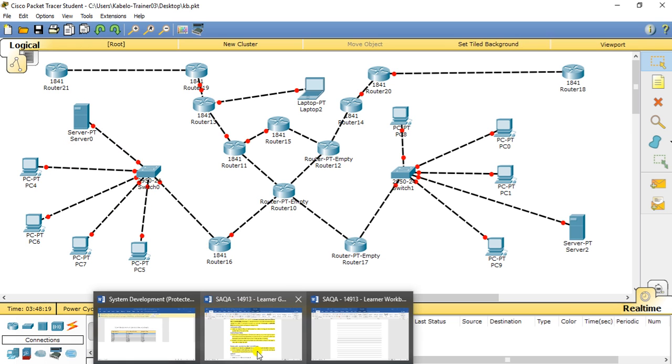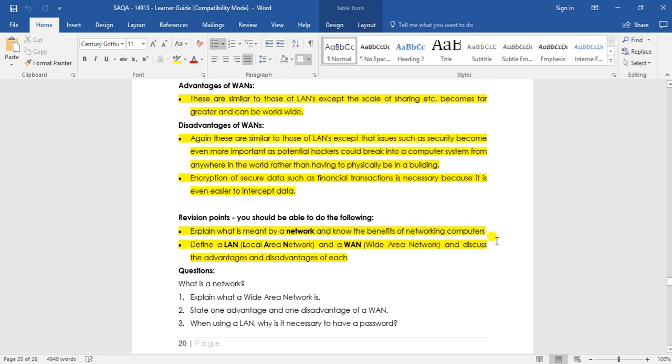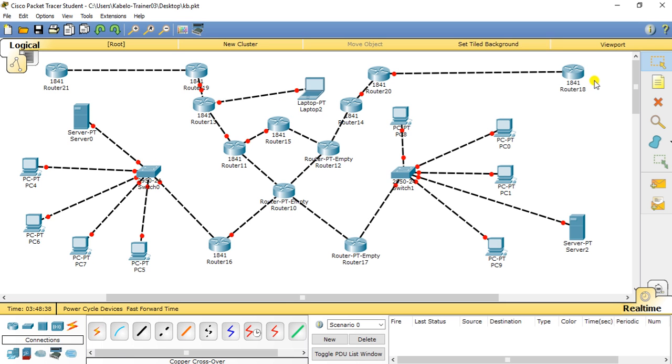So that explains that issues such as security become even more important, as potential hackers could break into a computer system from anywhere in the world rather than having to physically be in a building. So encryption of secure data such as financial transactions is necessary because it is easier to intercept data. So yeah, those are things that you need to consider having security within your office.